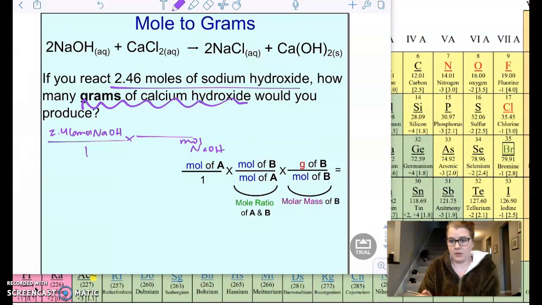Okay. So we've got moles of sodium hydroxide, and then we are going to want to get grams of calcium hydroxide. So that's going to be the conversion that we're doing from here.